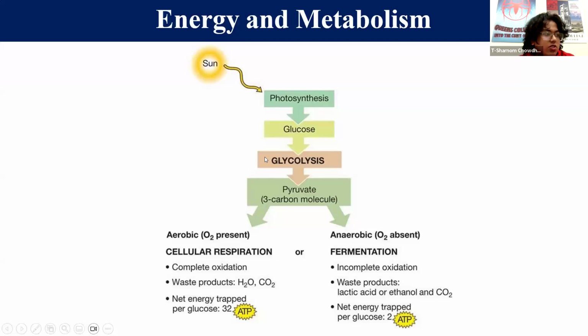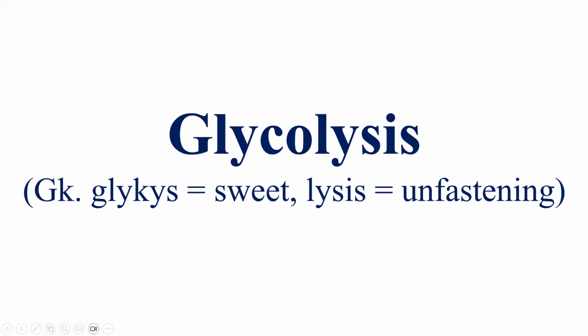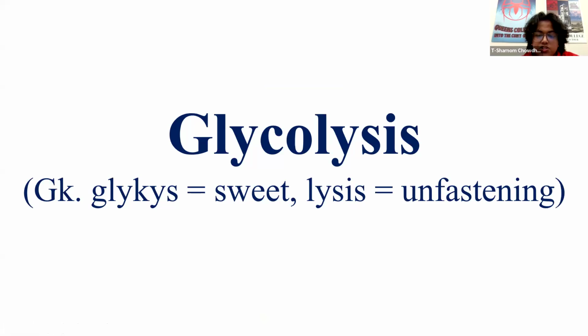So cellular respiration, we start off with the sun. For plants, they go through photosynthesis, and through photosynthesis they produce glucose. For humans, it's food, and through that food we get glucose. That glucose eventually goes through glycolysis. Glycolysis creates pyruvate, and from pyruvate we can either get aerobic cellular respiration or anaerobic respiration and fermentation. Glycolysis, from the Latin, means sweet and unfastening. If you know some Latin, it'll help with some of the words.